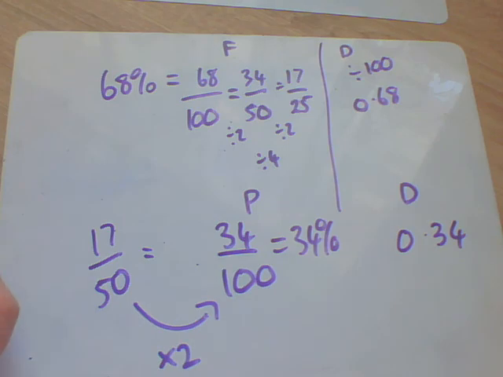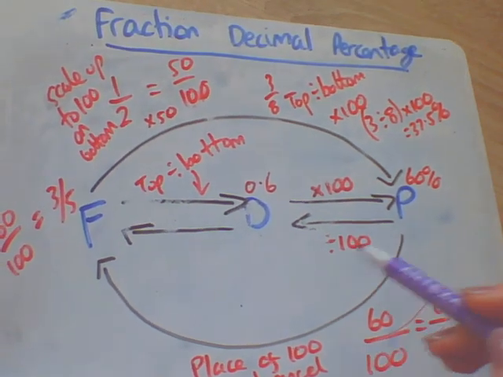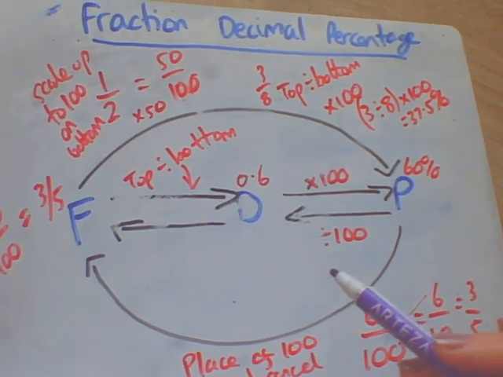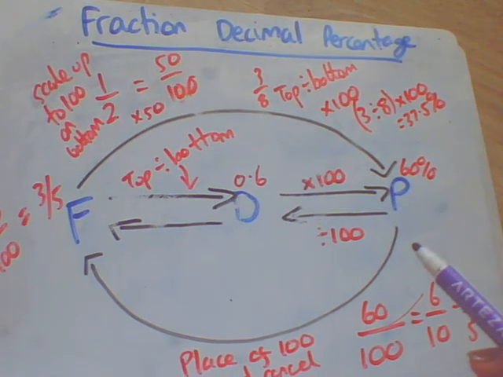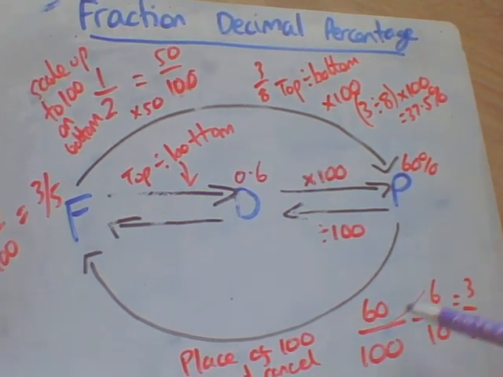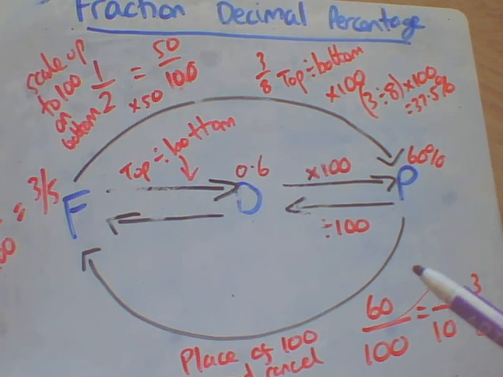So it doesn't matter where you start, because of the diagram that we drew earlier, regardless of which one you're given, you should be able to get to the other ones. Okay, just make sure you cancel any fractions down. But this is your lifesaver. This tells you what to do for every single thing.